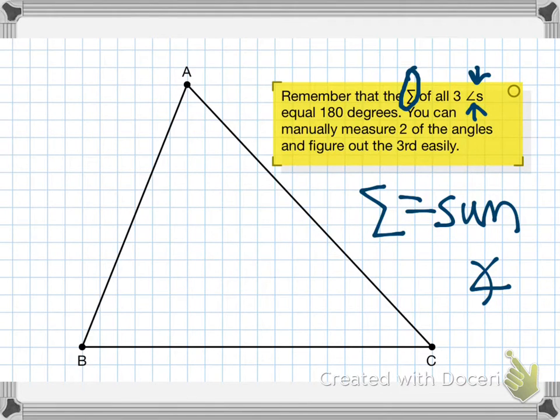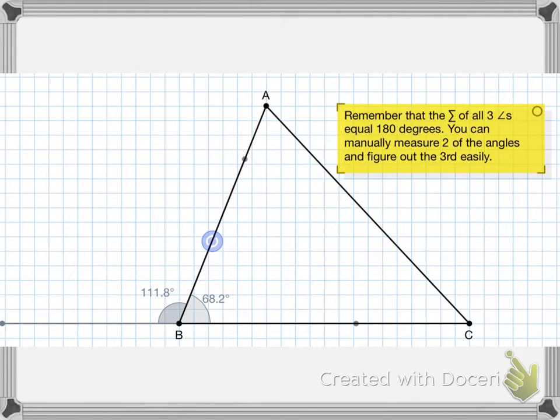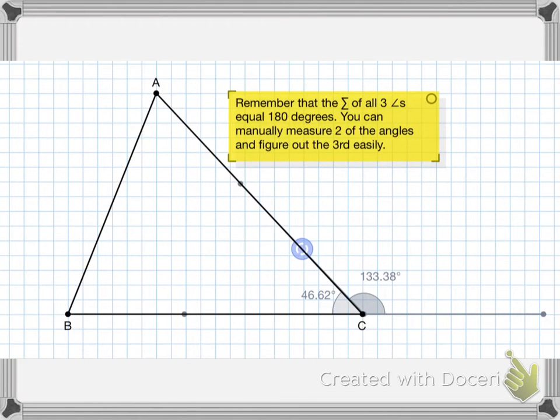You can manually measure two of the angles and figure out the third easily. You don't have to measure out all three. All you need is two, add those up, and then subtract that sum from 180 and you're good to go. So in this instance, what I did is I measured the first angle. So this angle is worth 68 and 2/10 degrees. I used a protractor on my app to figure that out. And over here, I calculated 46 and 62 hundredths is my measurement.